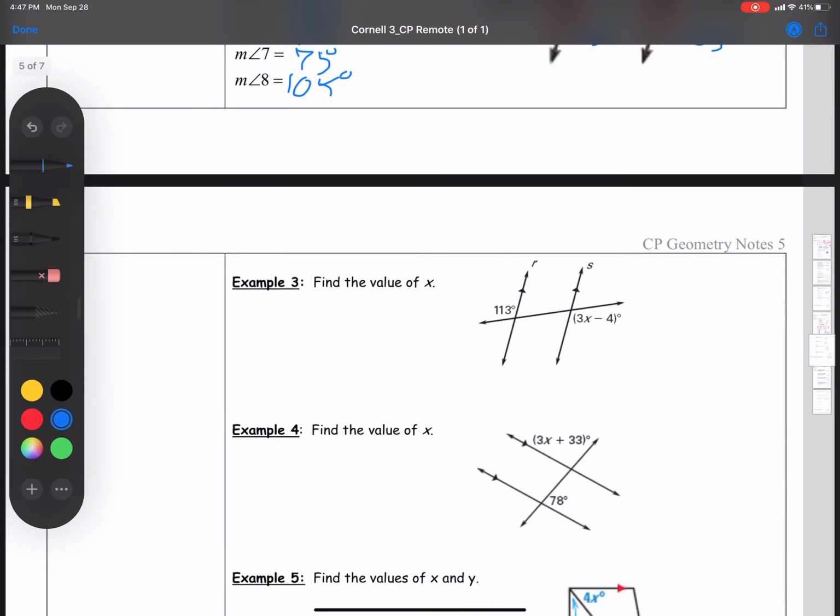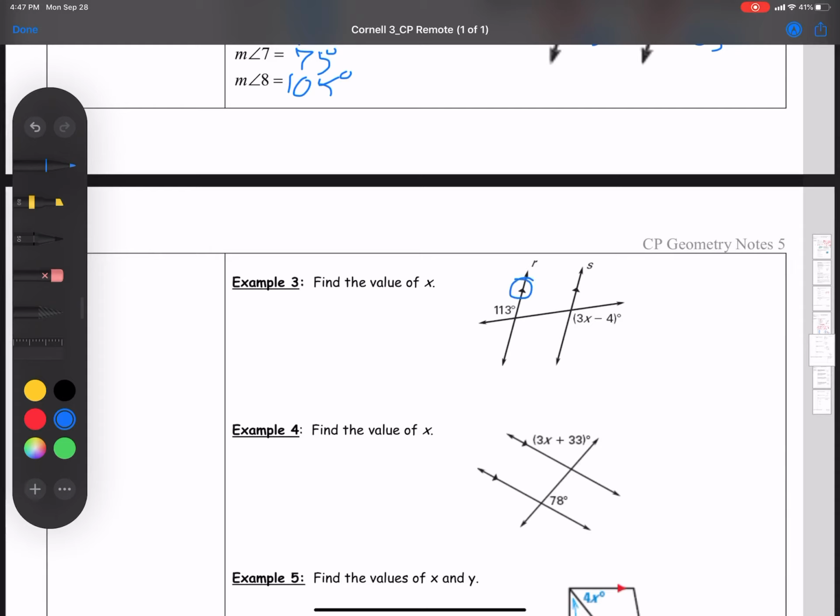Find the value of x. Well, first things first. Again, we're allowed to use these rules when we have parallel lines. That's the key thing here. Here's my transversal. This is the interior, and these are exterior. So both of these are on the exterior and opposite sides of the transversal. That means they're alternate exterior angles, which means they are congruent, which means they have the same measure.